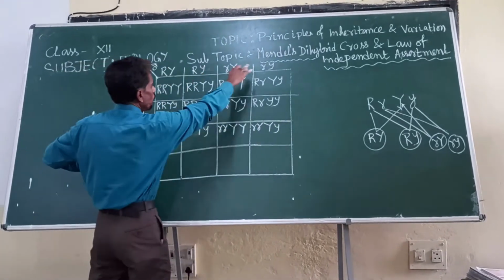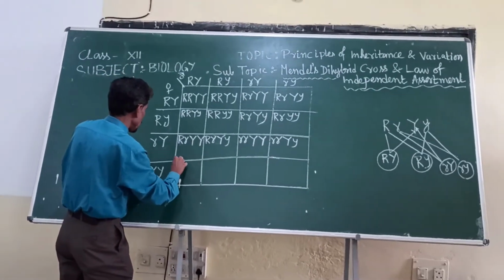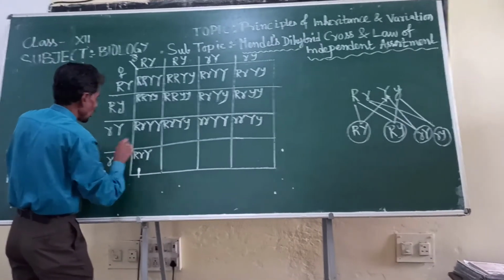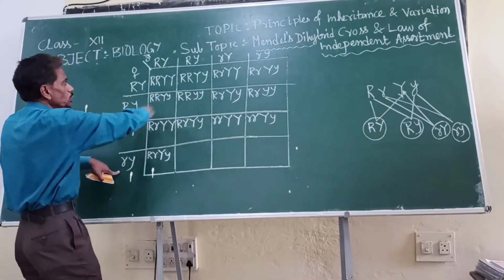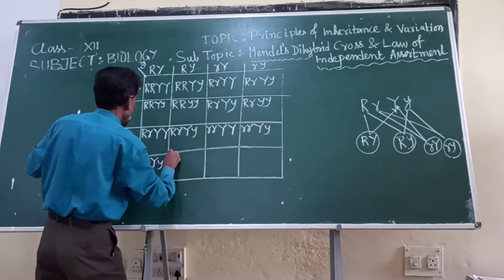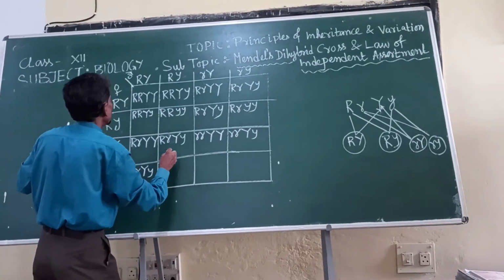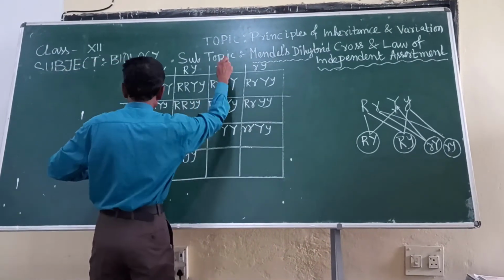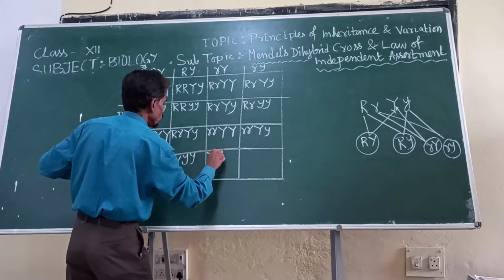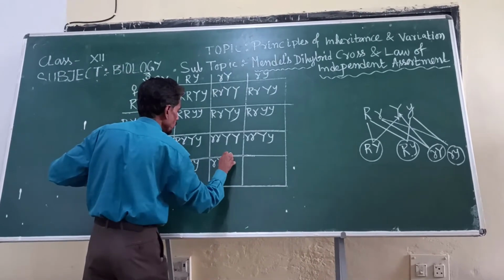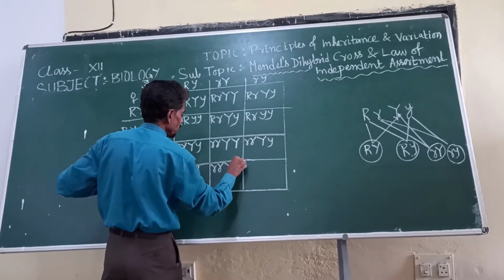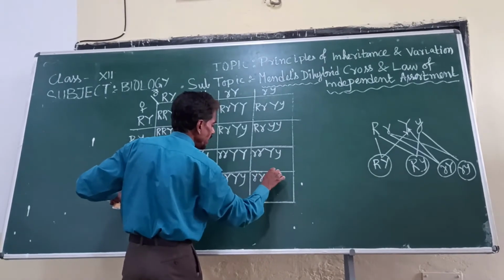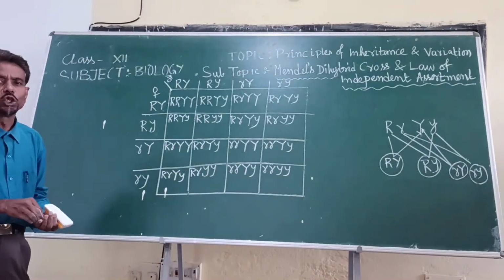Then this with all the four gametes, cross them. Capital R, small r, capital Y, small y. Is that clear to you? Just cross them. Then this with this, capital R, small r, small y, small y. Small y, small y. This with this, small r, small r, capital Y and small y. This with this, small r, small r, small y, small y. These are the 16 genotypes we got.